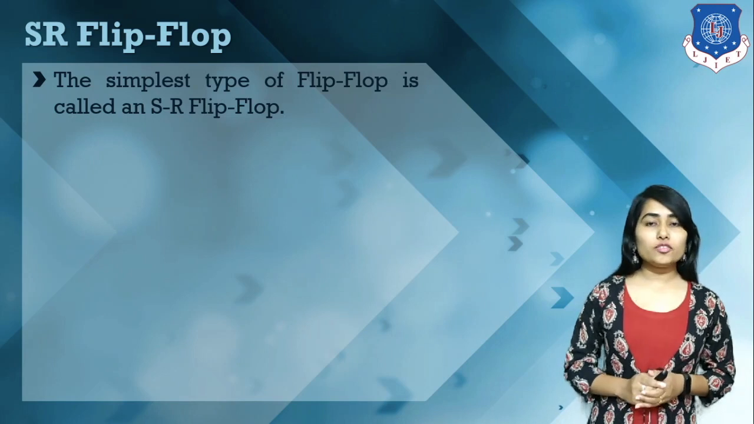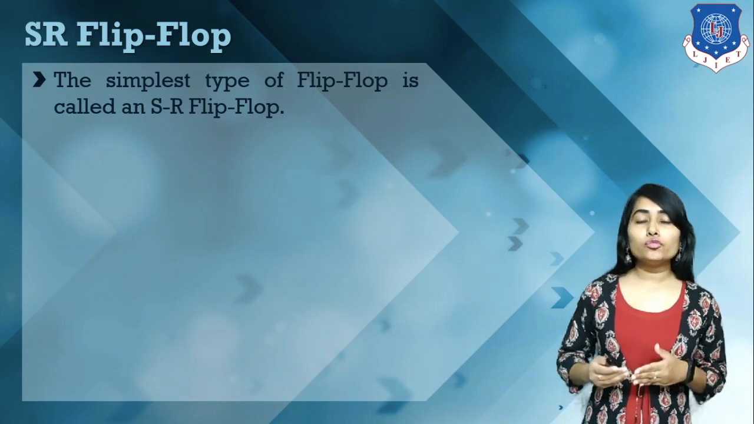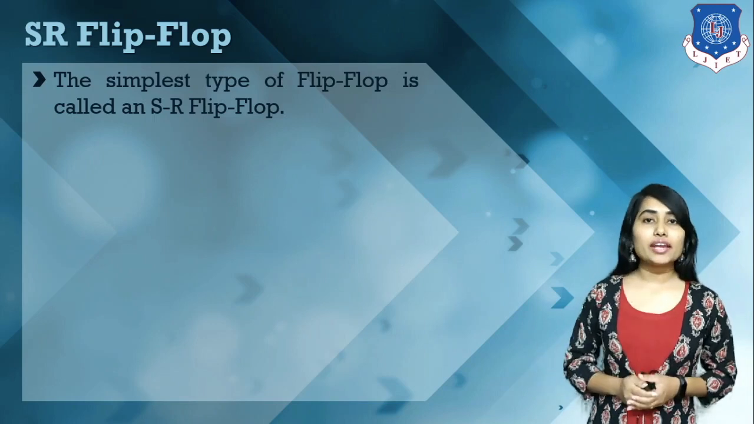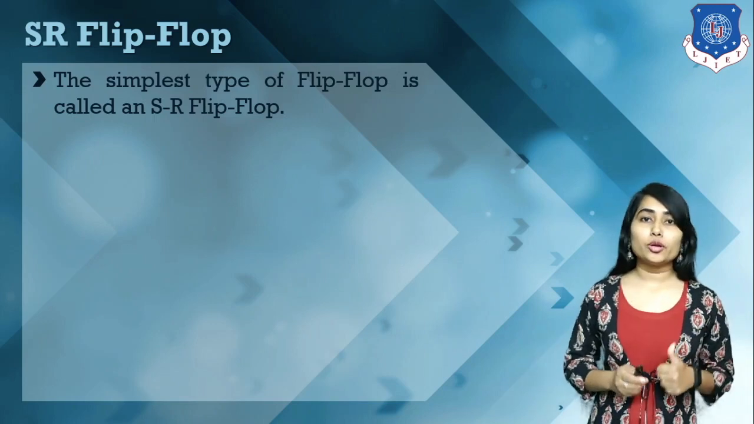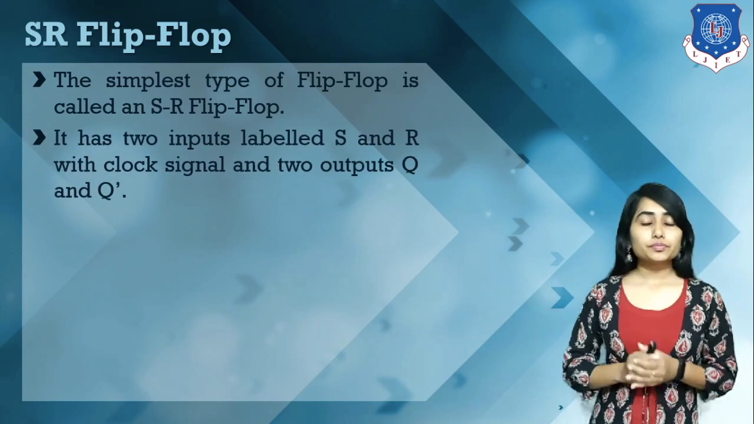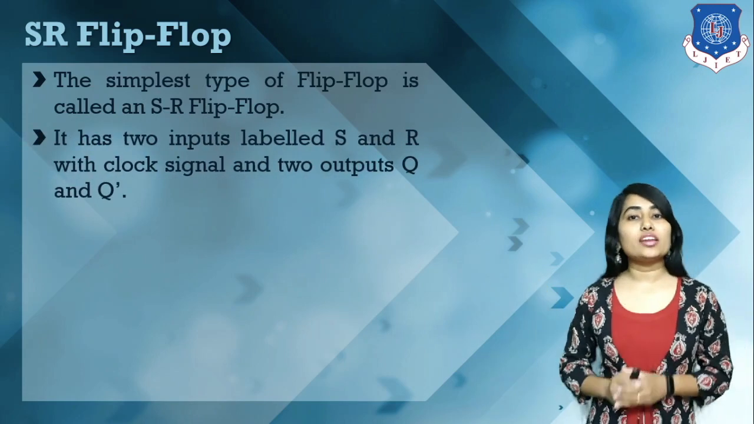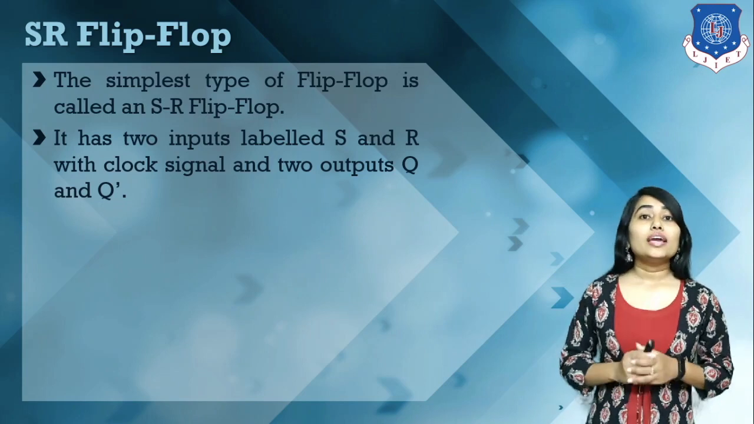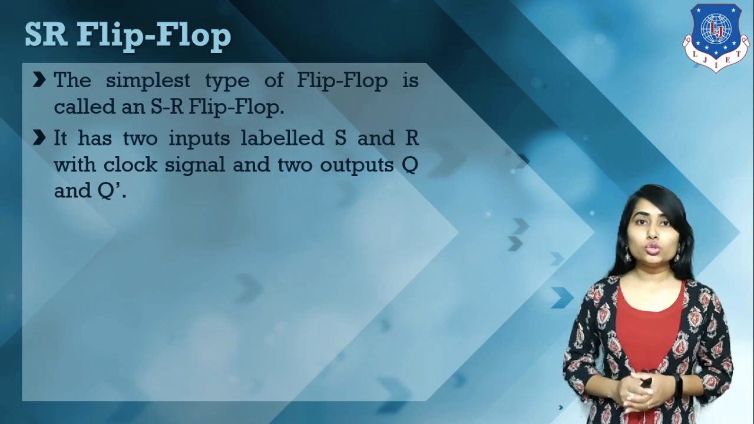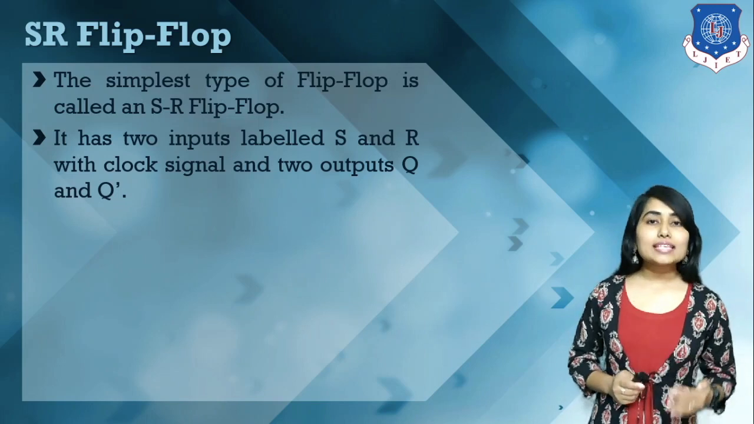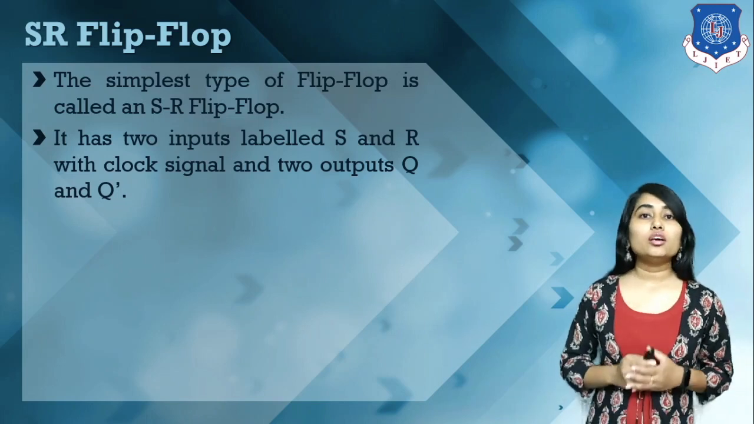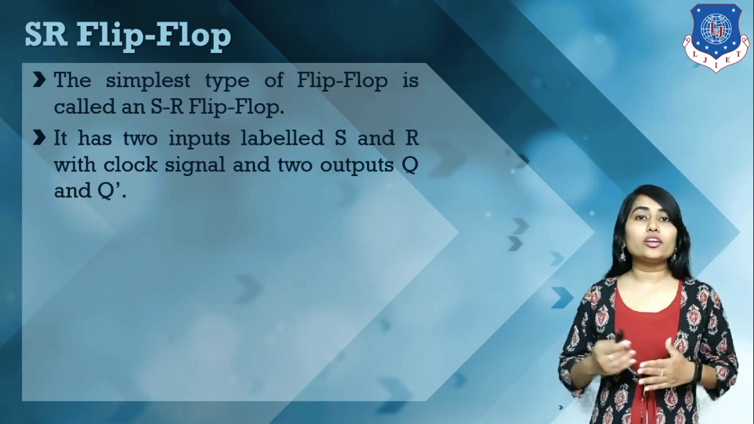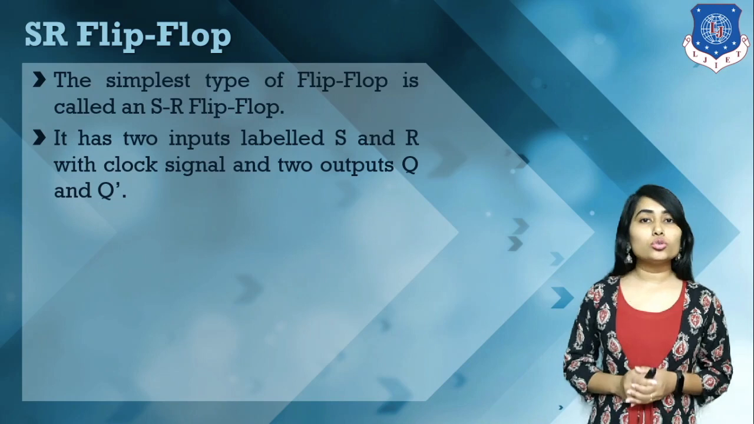This SR flip-flop is basically known for set reset purpose. S and R stand for set and reset. Here we have two inputs S and R, and two outputs Q and Q dash. In SR flip-flop we use two inputs S and R with a clock signal. We can say that we have another input which is known as a clock.